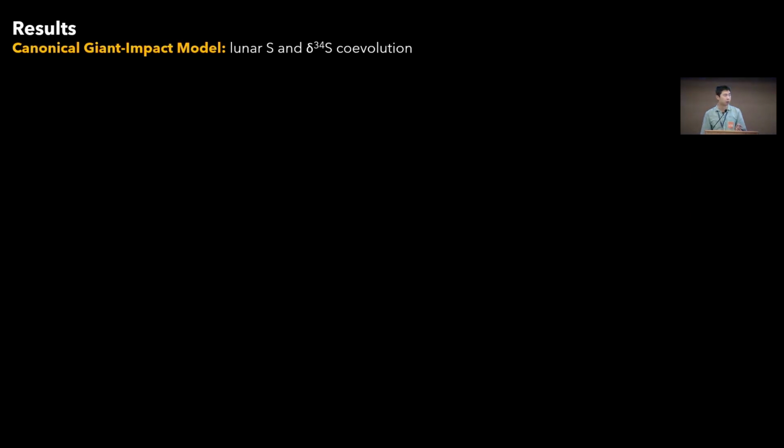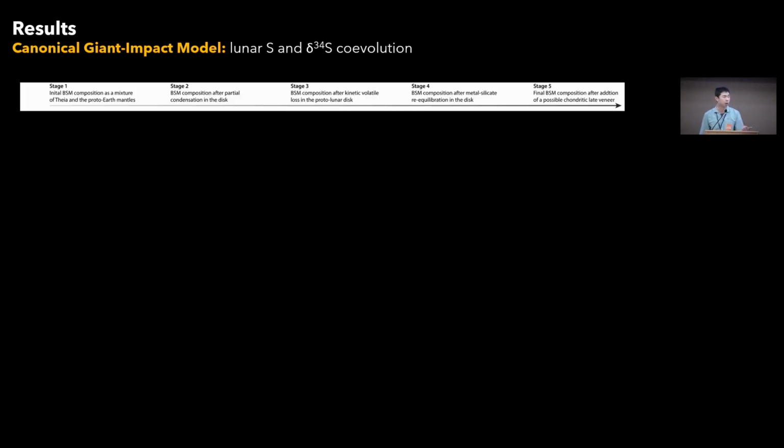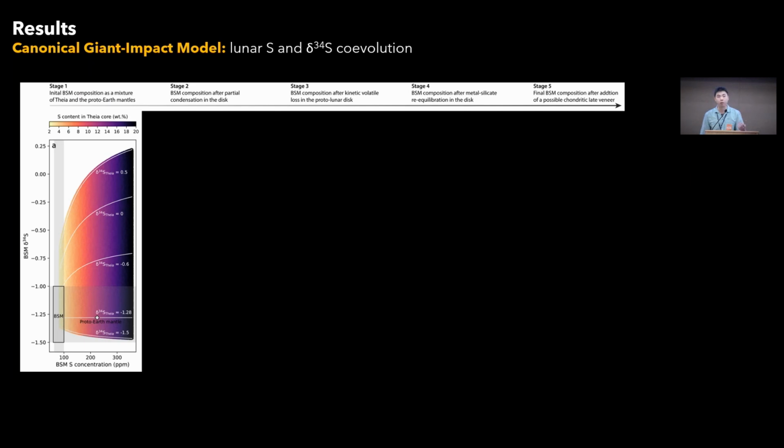So we decided to perform a comprehensive modeling, trying to account for everything to understand the lunar sulfur and delta sulfur coevolution under different giant impact models. So our ultimate goal is to see what is the prediction of the coevolution under different models, and which model can explain what we know about the lunar sulfur constraints the best. So we start from the canonical giant impact. Initially, we need to determine the initial composition as a first step.